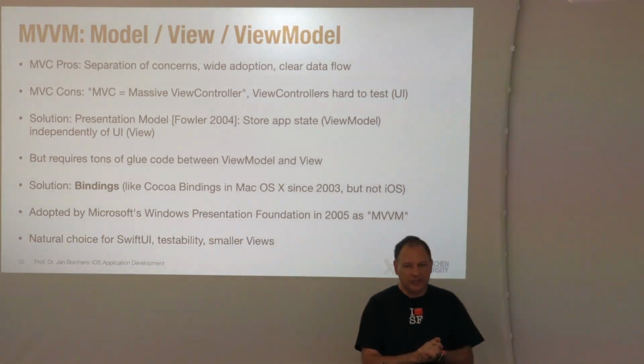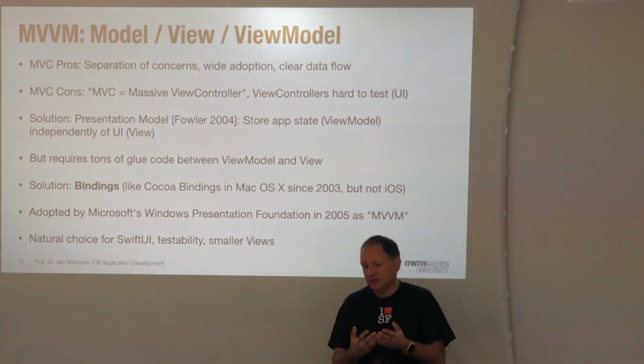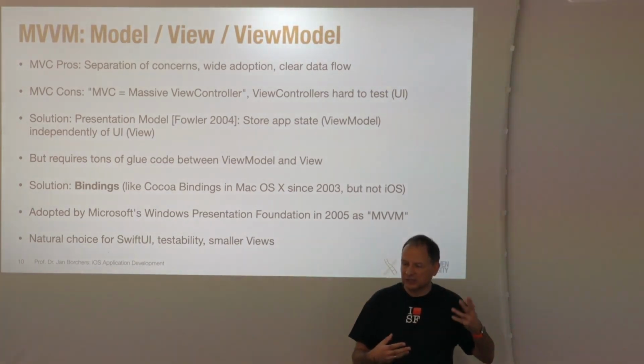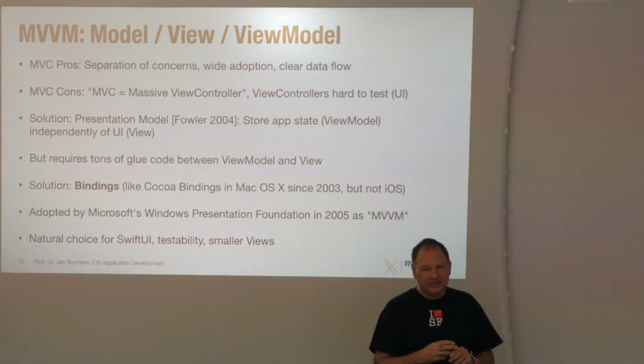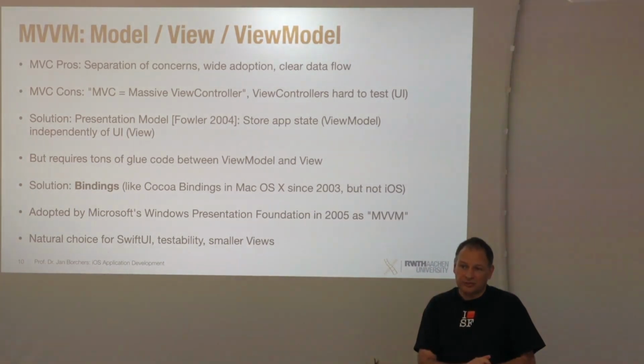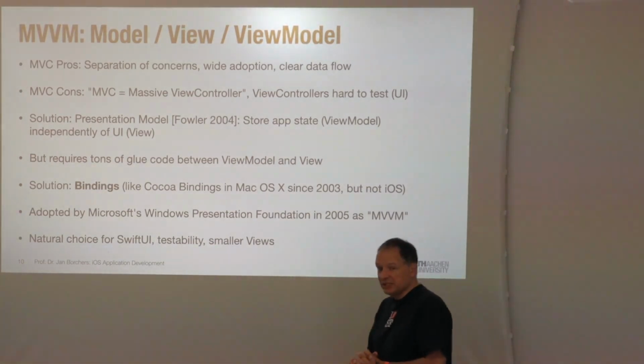You don't want to write all that glue code. And so adopting MVVM in UIKit is actually pretty hard because you would have to either write all that glue code or use a third-party framework that creates that glue code for you. Why is that the case? Because UIKit never inherited one thing from macOS 10 that it probably should have inherited, which is bindings.